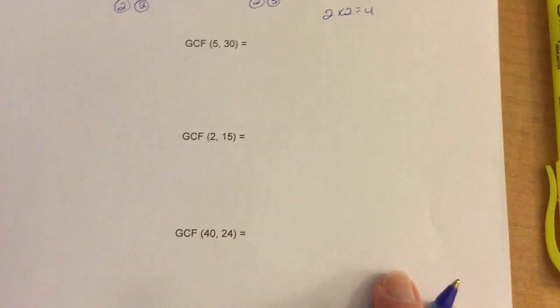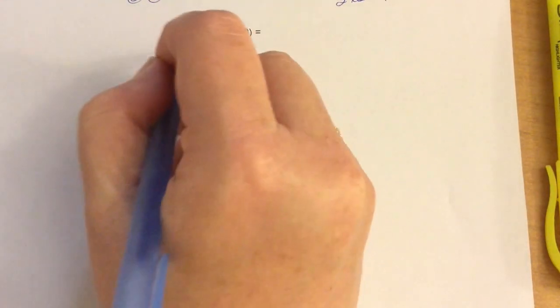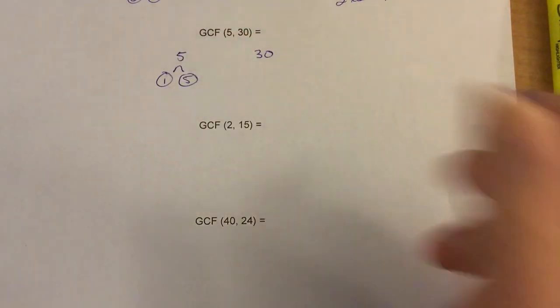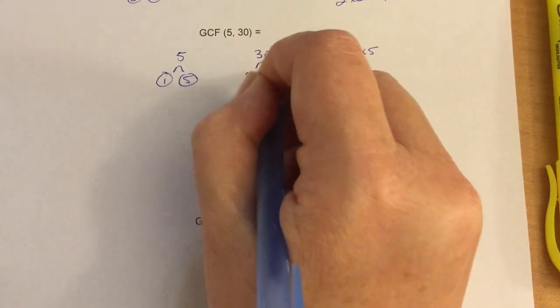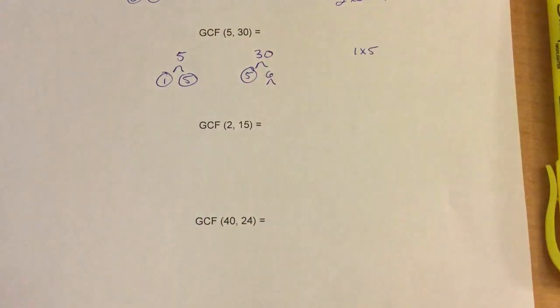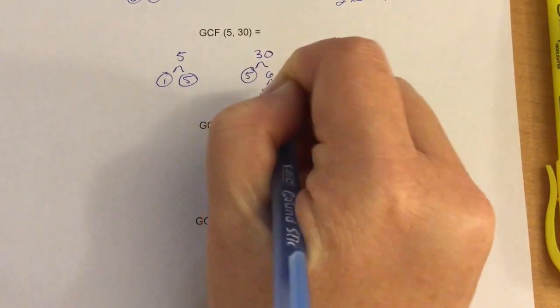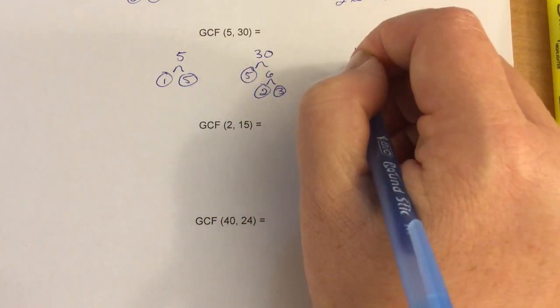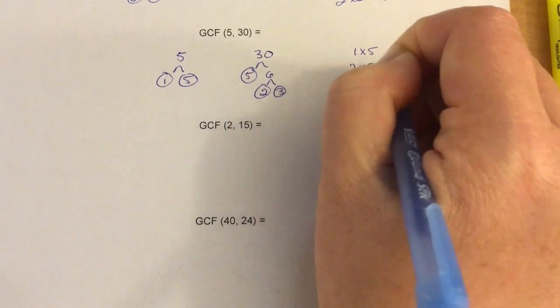So we'll do another couple examples. Let's factor 5 and 30. 5 you can only break down into 1 and 5. It doesn't go any smaller than that. So 1 times 5. 30 you can break into 5 times 6. 5 is the smallest it'll get, but you can break 6 into 2 times 3. So the factorization of 30 is 2 times 3 times 5.